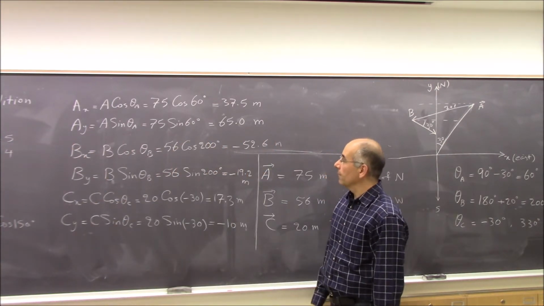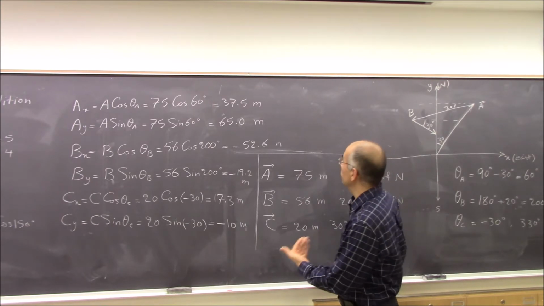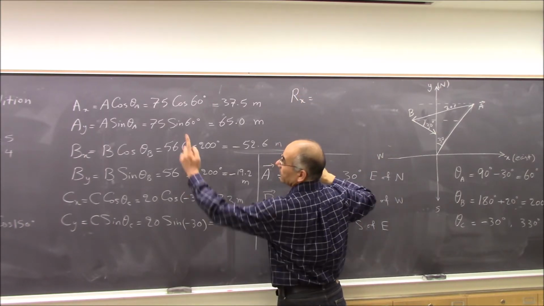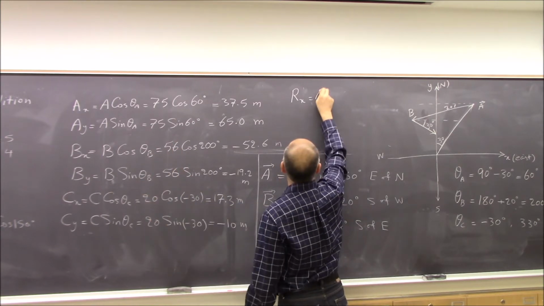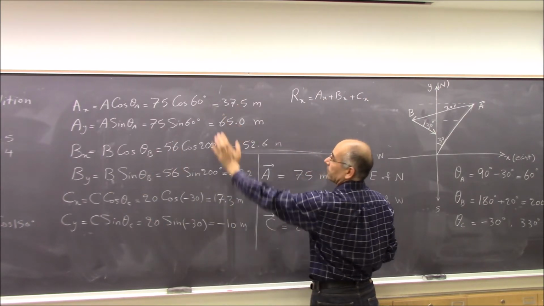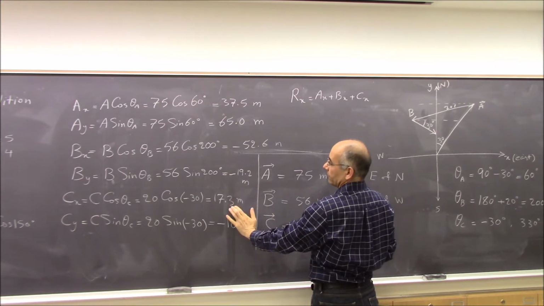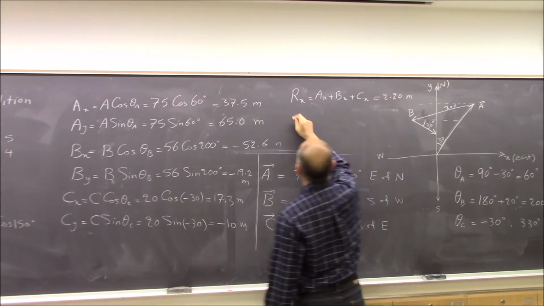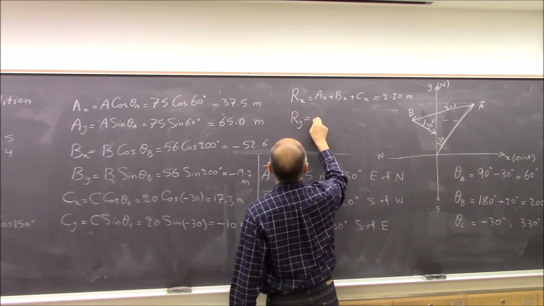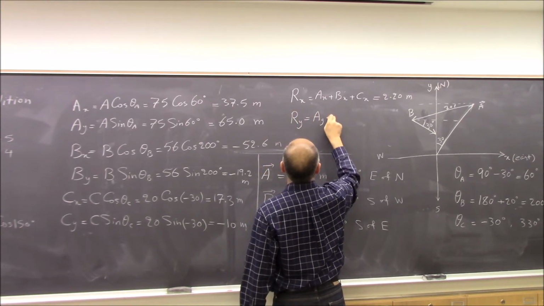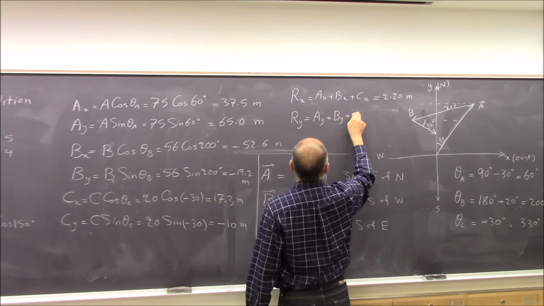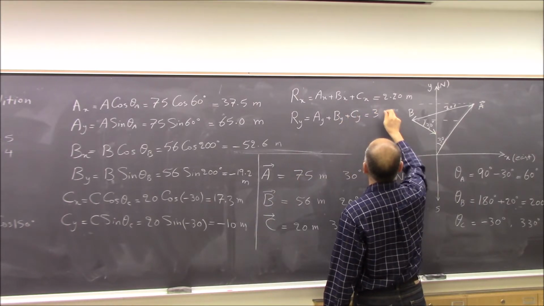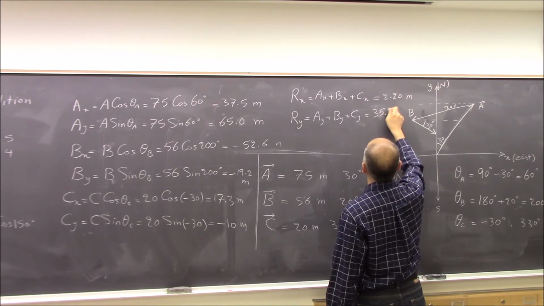All right. So now, if you want the total resultant vector, Rx is equal to Ax plus Bx plus Cx. So that's 37.5 minus 52 plus 17.3, which is 2.2. And Ry is Ay plus By plus Cy, which is 35.8 meters.